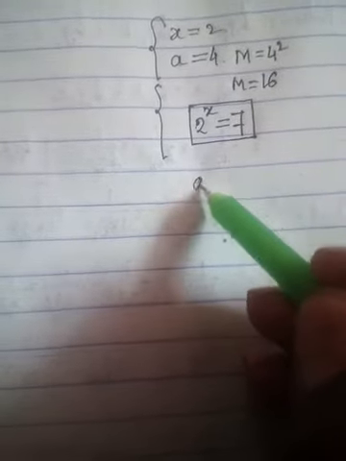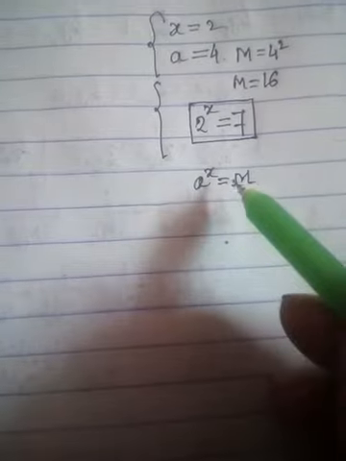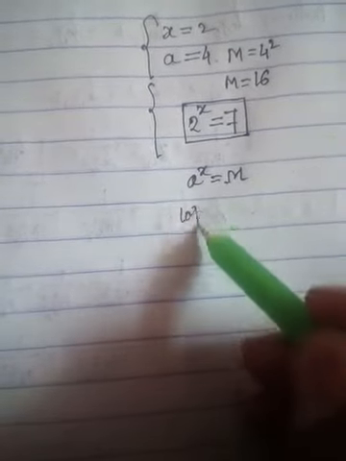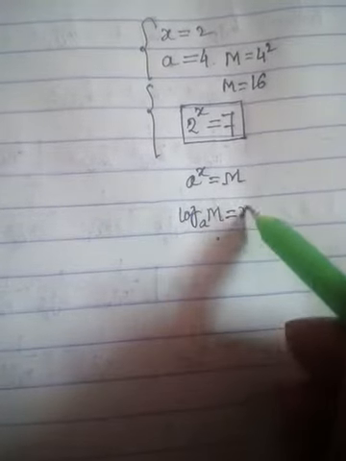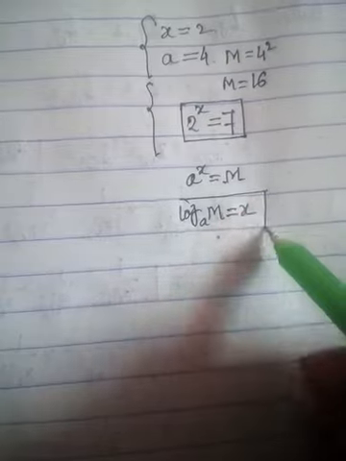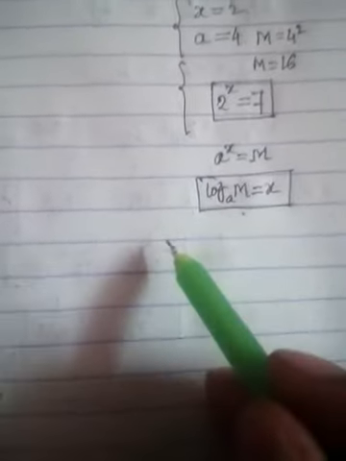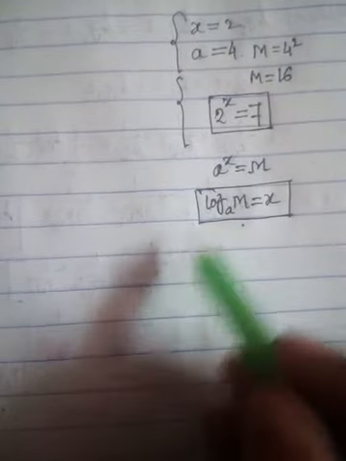Suppose a to the power x equals m. Now the logarithm of m with respect to base a is written as log base a of m equals x. This is the definition of logarithm. Now I will discuss some important formulas useful for logarithm.